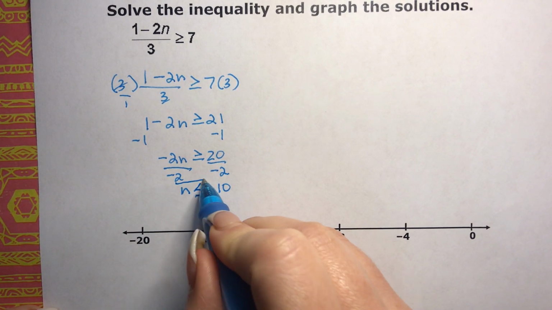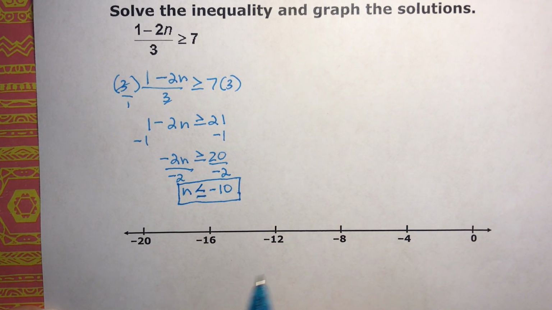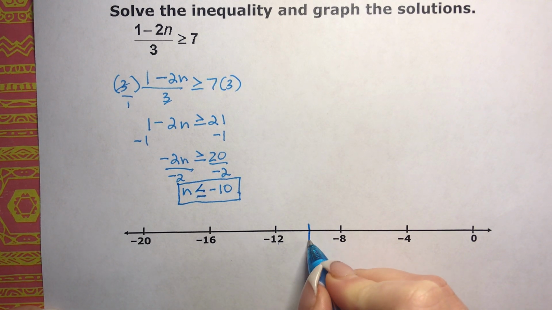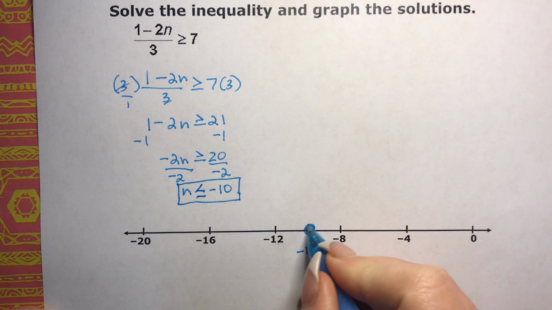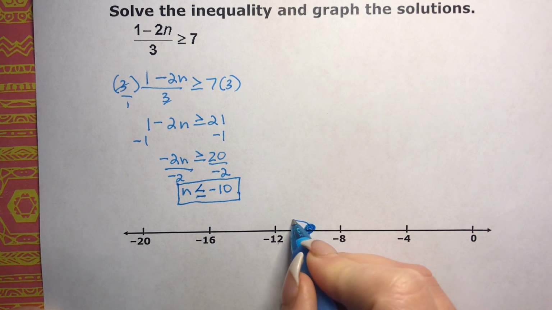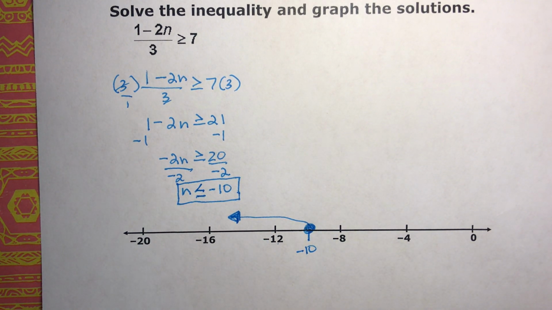All right, so there's our answer right there once you simplify. And then we just need to graph it. So negative 10 would be halfway between negative 8 and negative 12. So that's going to be a closed circle, and everything is less than negative 10, so it would be this way. So if you got that right, awesome job, and we'll see you in a little bit back with example 2.